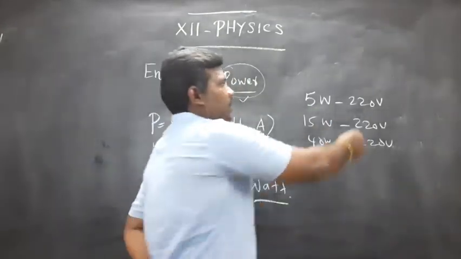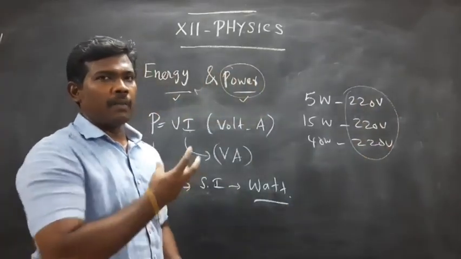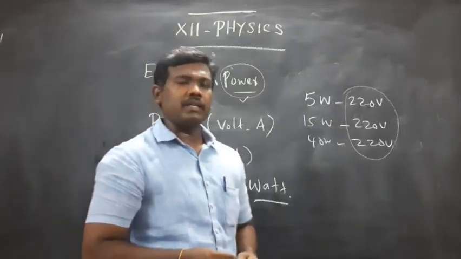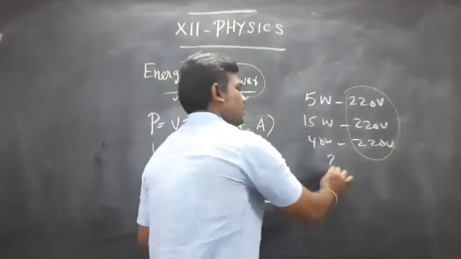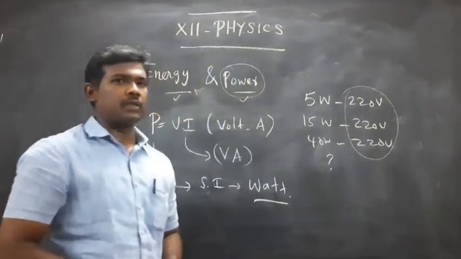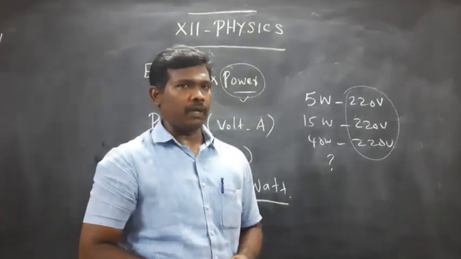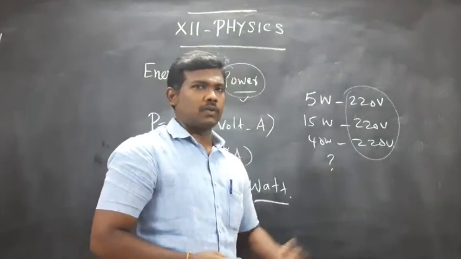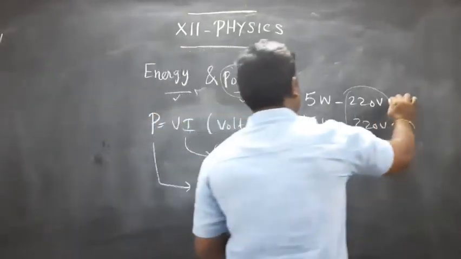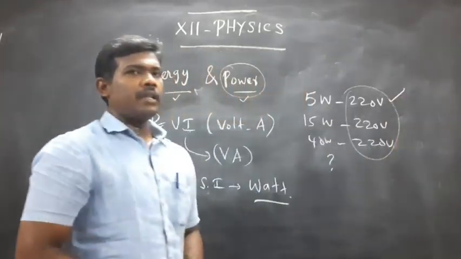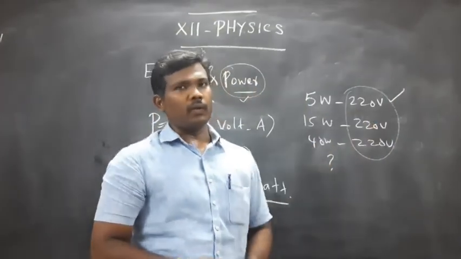For what purpose are we using this potential? Sometimes our bulb or electrical appliances get fused. Why? What is the reason why the electrical device is getting fused? This is one of the hard or reasoning questions. Now we are going to solve this question. If you are using any one of the bulbs, in the bulb we have mentioned 5 watt power and 220 volts.